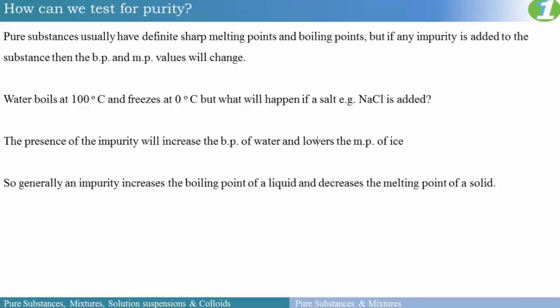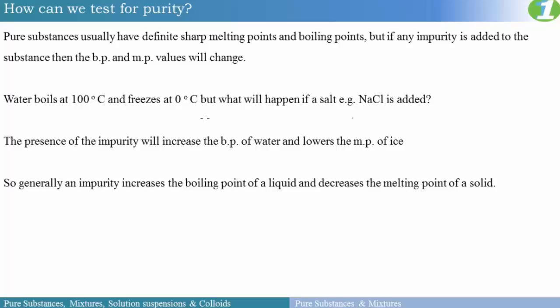So, how can you tell if a substance is pure? Well, pure substances usually have definite sharp melting points and boiling points. But if any impurity is added to that substance, then the melting point and the boiling point will change. Let's look at the case of water. Pure water will boil at 100 degrees Celsius and it will freeze at 0 degrees Celsius. That is, it has a fixed boiling point and a fixed melting point.